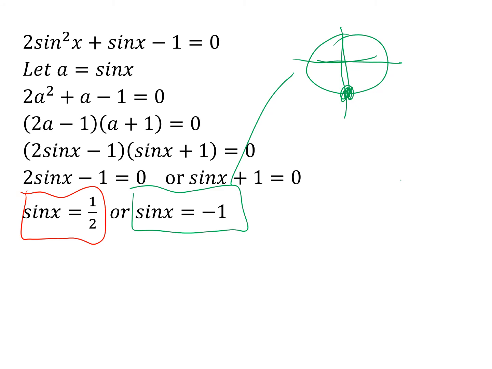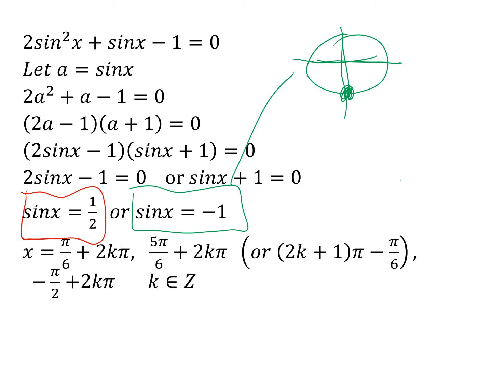Basic angle what? Pi on 6. Quadrants, where is sine positive? First and second. So let's click on the next line. So we've got pi on 6 plus k lots of the period. So obviously here's my quadrant 1 solution. 5 pi on 6 plus 2k pi is my quadrant 2 solution.